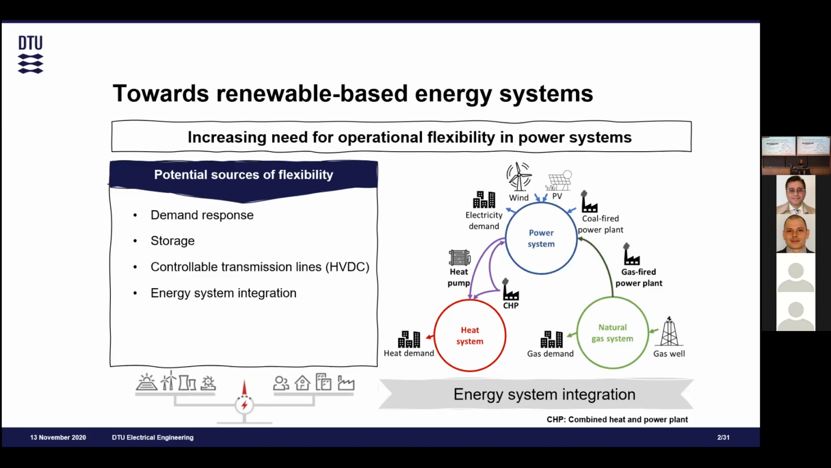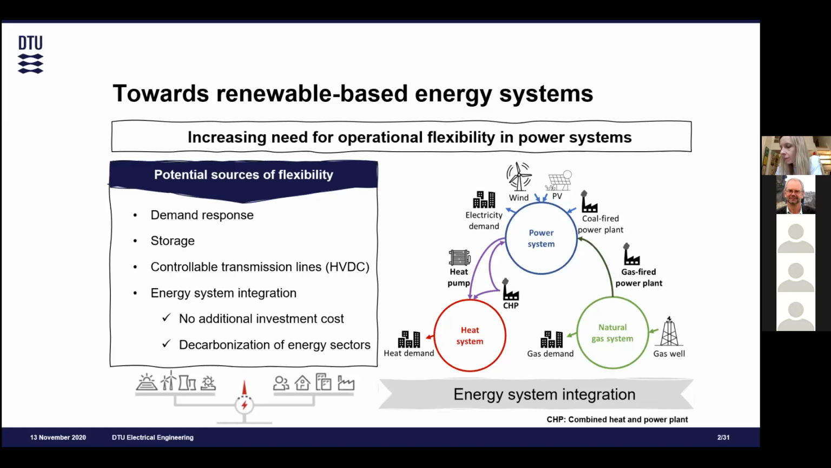Apart from that, the gas and heat networks can also provide additional flexibility because of their ability to store energy in their networks. This is due to the slower time dynamics of heat and gas flow compared to power flow. And it can be an advantage since, unlike in the power system, demand and supply do not have to be balanced instantaneously. The main advantage of energy system integration as a provider of flexibility is that it makes use of already existing energy infrastructure, so there's no need for additional investments, and it provides the opportunity to decarbonize all energy sectors.